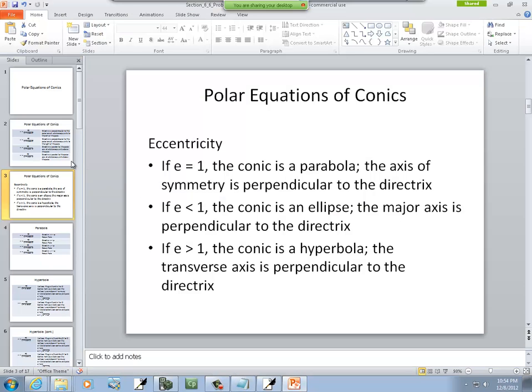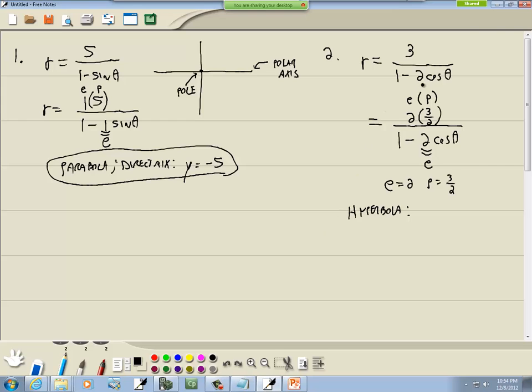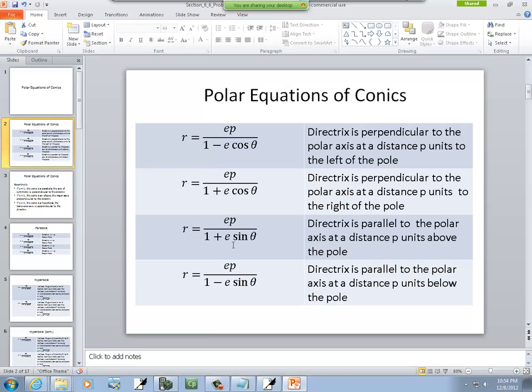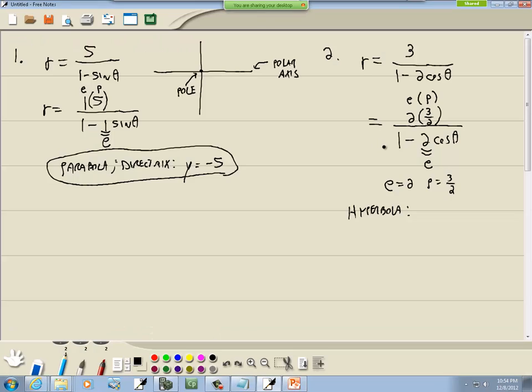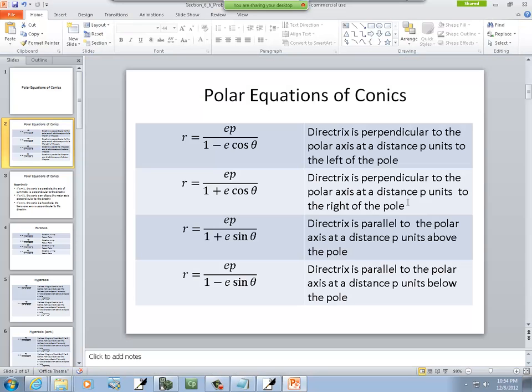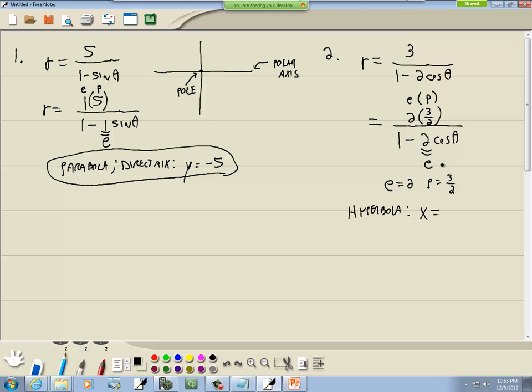And it says, come over here. This is 1 minus cosine down here. So that's our first form. It says Directrix is perpendicular to the polar axis at a distance p units to the left of the pole. If this is a polar axis, perpendicular is a line that's up and down, which is x equals something. And it says it's a distance p units to the left of the pole. Well, here's the pole. To the left of it would be a negative. So x is equal to negative 3 halves.